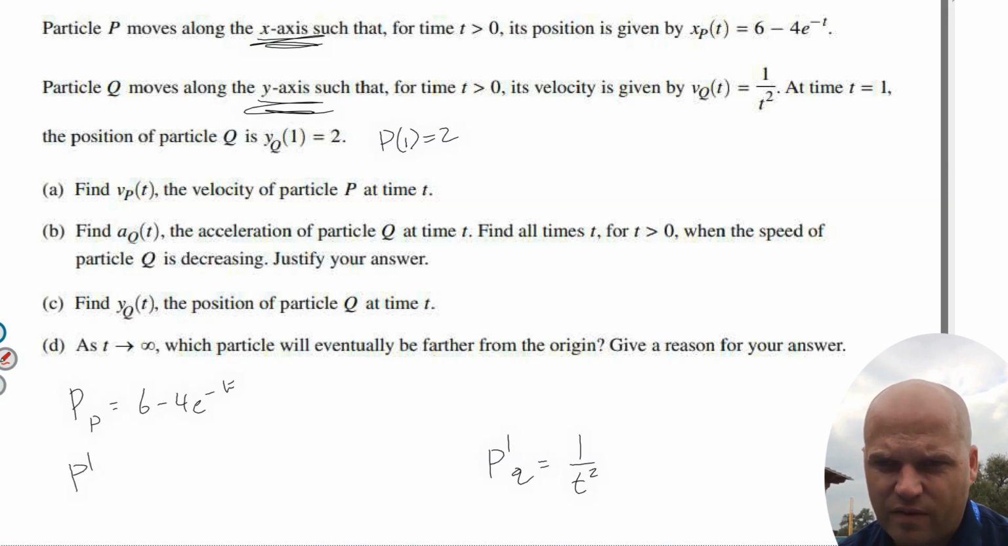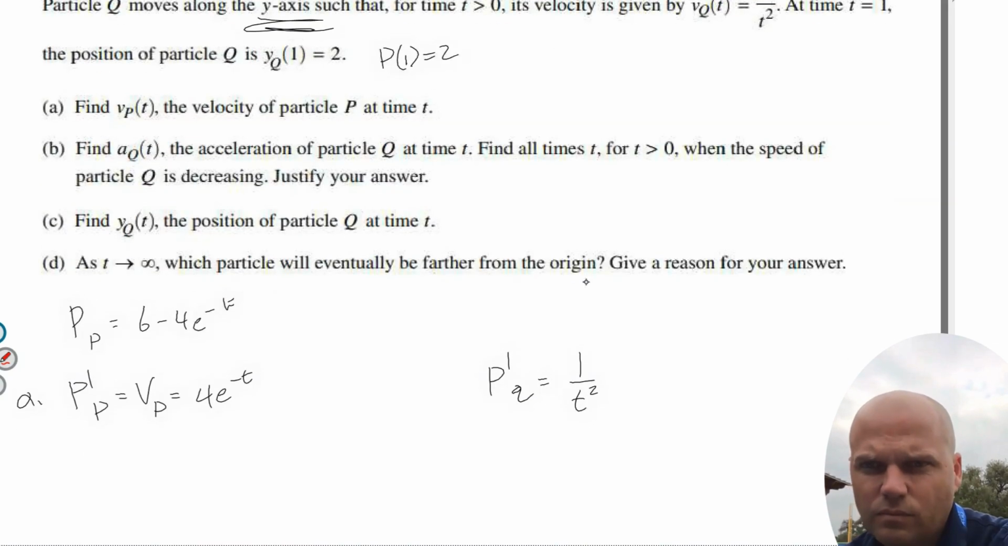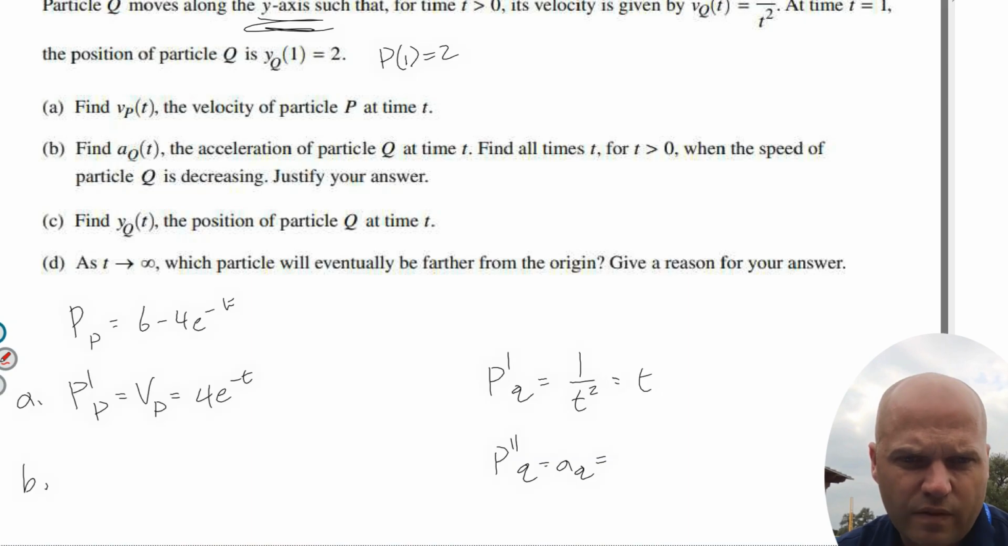Okay, great. Find the velocity of particle P at time t. So I need to take the derivative. This could be part A. The velocity of particle P equals the derivative of 6 minus 4 e to the negative t. So positive 4 e to the negative t is the derivative. Great. B, find the acceleration of particle Q. That's the derivative of the velocity, which is negative 2 t to the negative third.